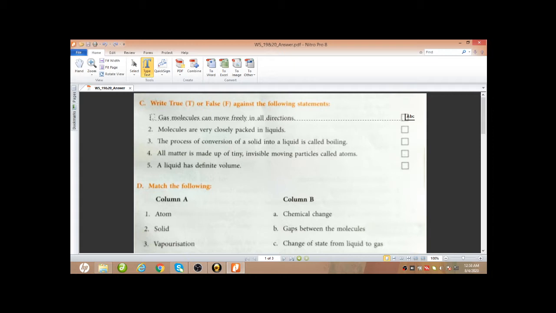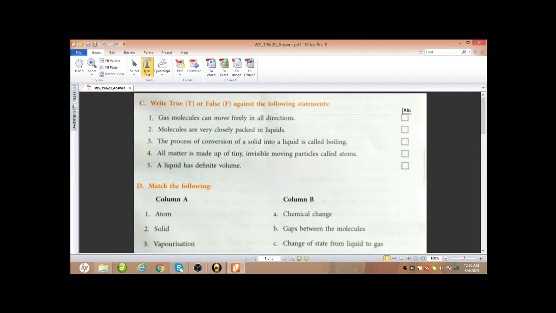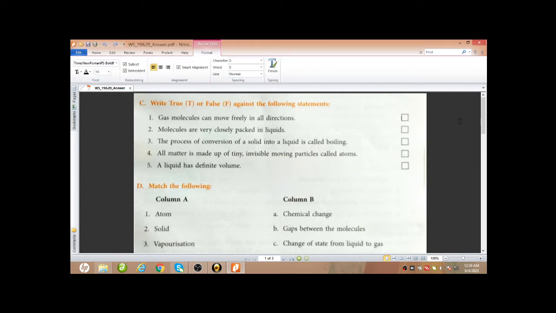See, the question was, we have to write true or false against the following statements. The first question was, gas molecules can move freely in all directions. So this is true. Next, molecules are very closely packed in liquids. This is false, because in liquids molecules are not very closely packed. This will be correct for solids, but for liquids this is false. They are moderately packed in liquids but not very closely packed.